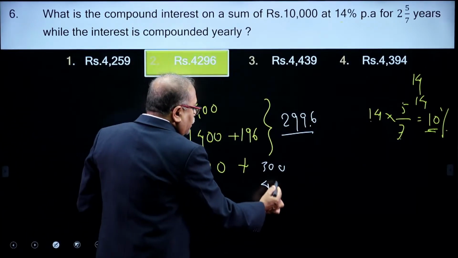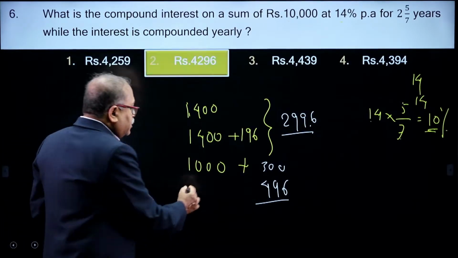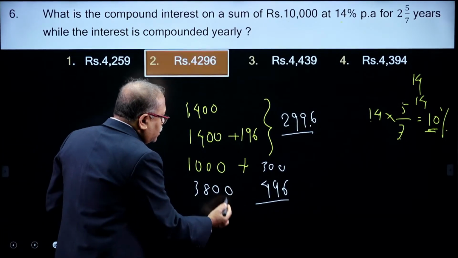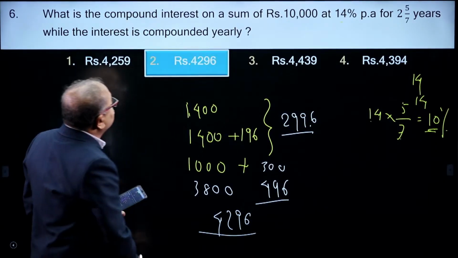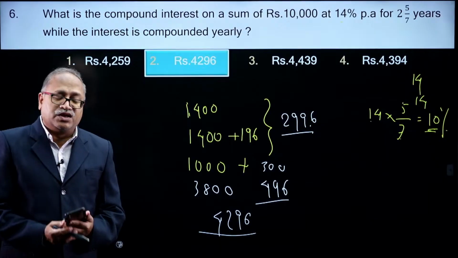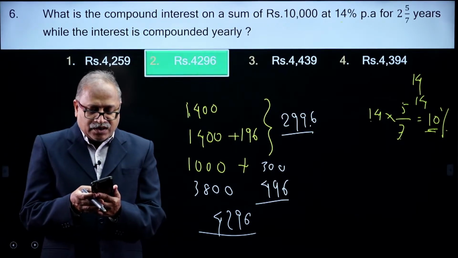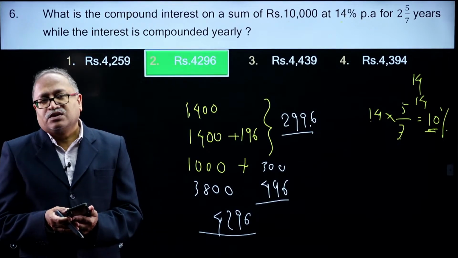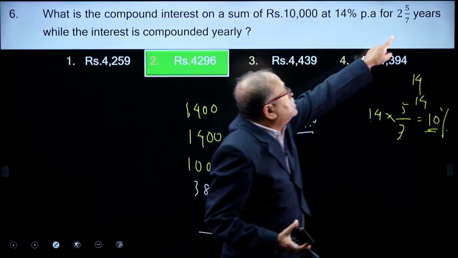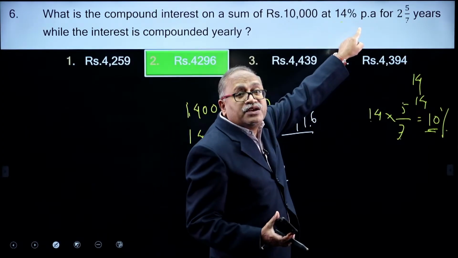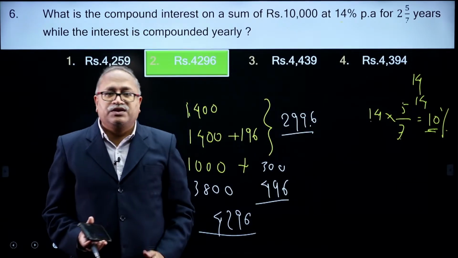Here, 496 I get here, and here it is 3800. So, 3800 finally comes 4296. Is it anywhere there? Yes, option choice B. Well understood, and I really appreciate Appal Naidu, the calculation is done well. Only you need to take care that 5 by 7 years is there. So, for 1 year 14%, then for 5 by 7 years what percentage calculation, that small change is there.